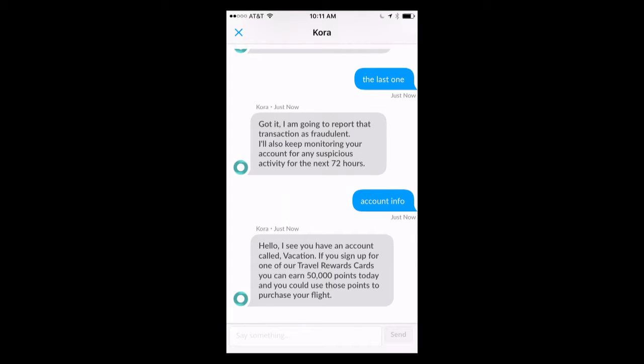But the learning aspects of the system, understanding my behavior and seeing what I'm doing, comes back and says, hey, I see that you have a vacations account, and you're not using our loyalty cards where you accumulate points. Maybe you could get your goals faster by doing that. And I said, sure, yes. How do I apply?